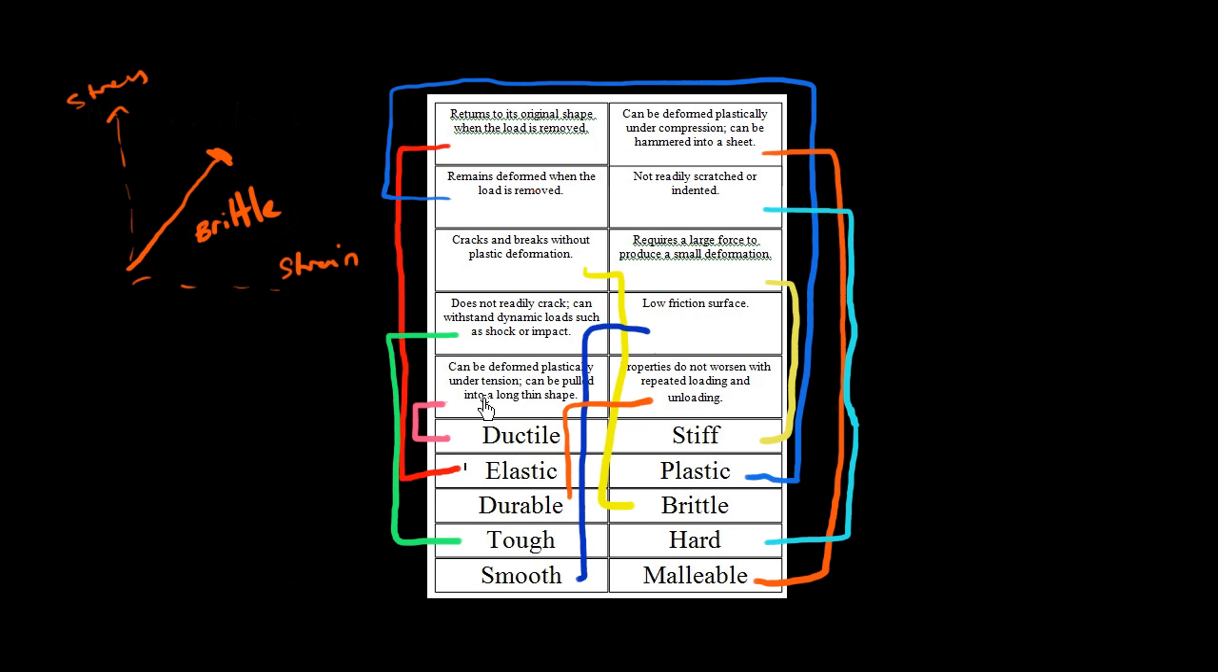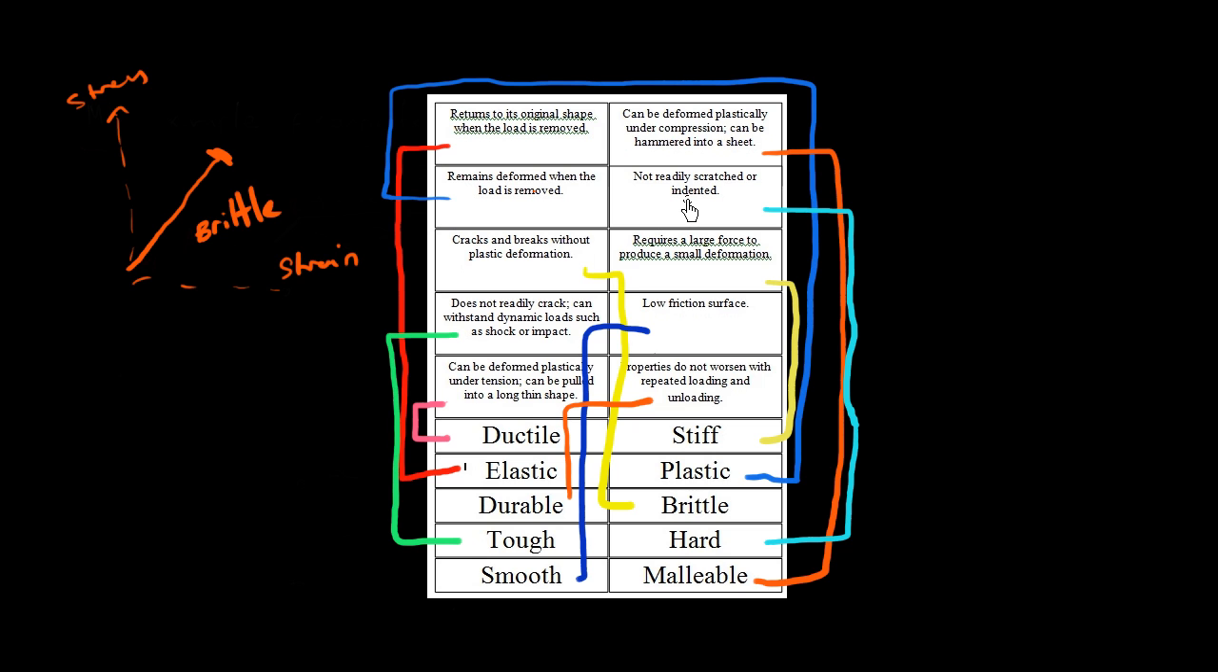If something can be deformed plastically under tension, it can be pulled into a thin wire. That's pretty easy. That's a ductile material. If it can deform plastically under compression and be hammered into sheets, that's easy also. That's malleable. It's quite well known. If it cannot readily be scratched or indented, that's hard. It's related to scratch. Hard.